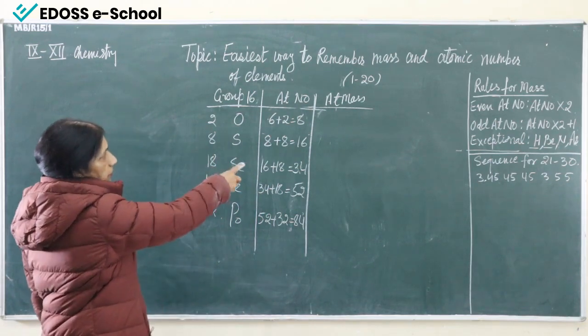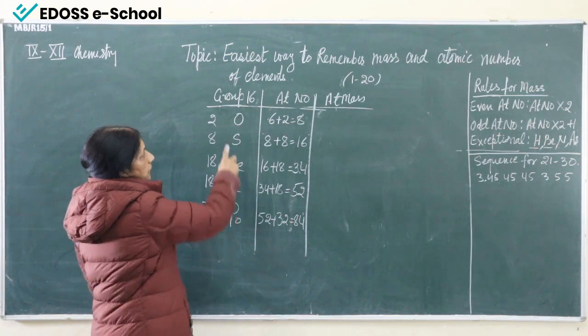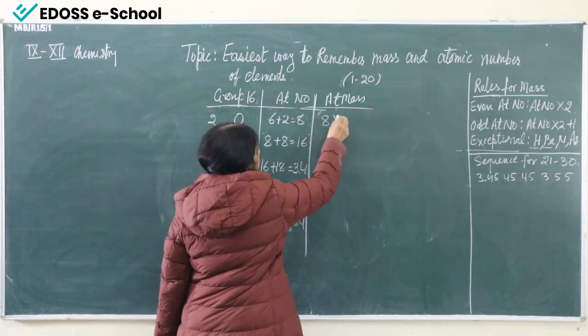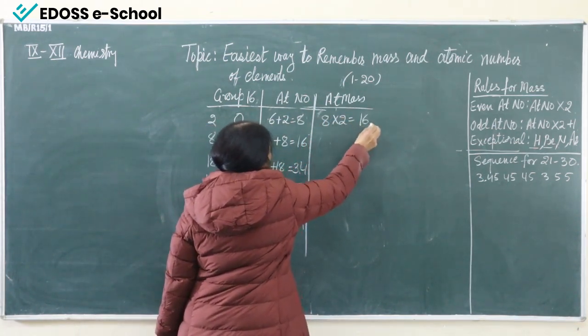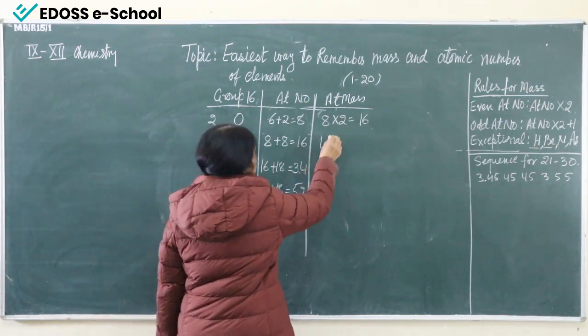And same way for atomic mass, this is even. So the atomic mass of oxygen will be 8 multiplied by 2. And for sulfur, this is also not exceptional case. So 16 multiplied by 2.